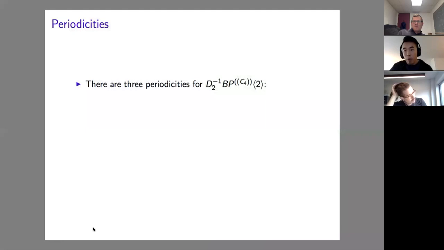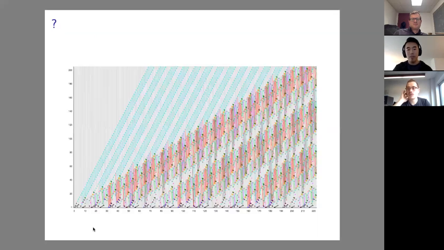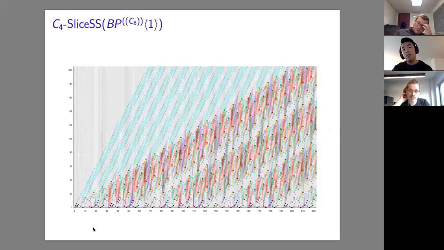So just like BPC41, there are 3 periodicities in the RO(C4) grading. And if I piece them together, I get an integer periodicity. So this spectral sequence is a 384 periodic spectral sequence once I invert a generator. Okay, so that's the first spectral sequence. What about the second spectral sequence? This second spectral sequence looks similar, and this is the C4 slice spectral sequence for BPC81.